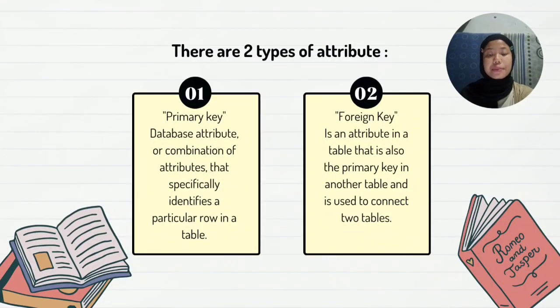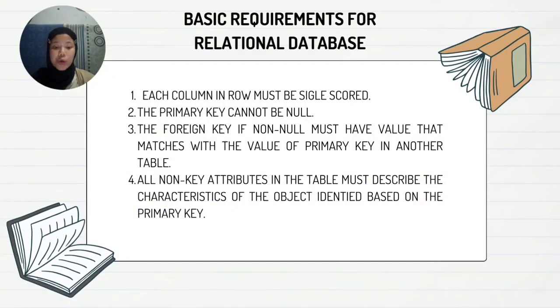There are two types of attribute. The first one is the primary key. A primary key is a database attribute or combination of attributes that uniquely identify a particular row in a table. The second is the foreign key. A foreign key is an attribute in a table that is also the primary key in another table, and it's used to connect two tables.